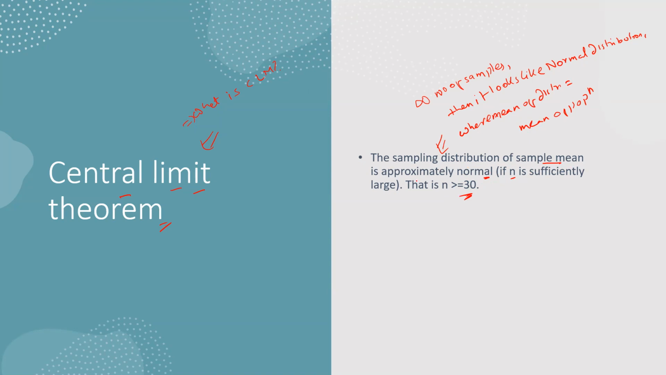So we need to have a clear understanding of what is sampling distribution, what does sample mean, right? And what is normal distribution? If you understand these three terms, then you can understand the central limit theorem easily.